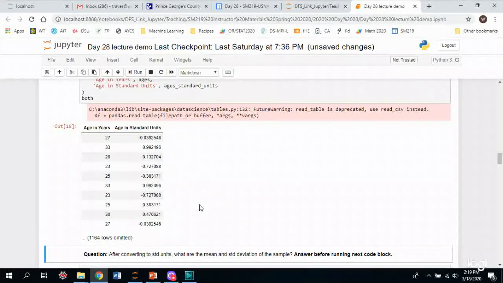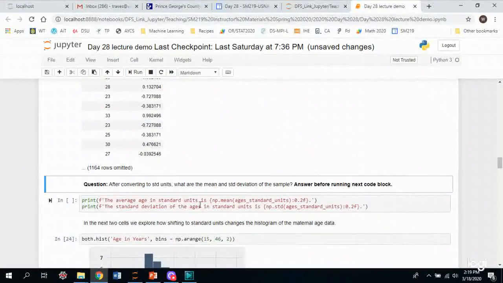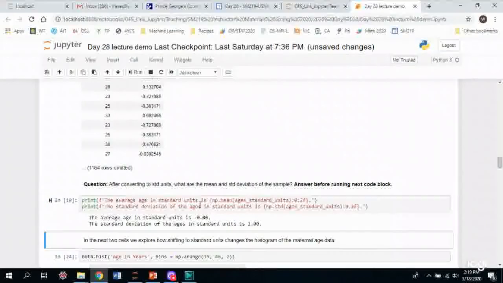After converting to standard units, what are the mean and standard deviation of the sample? Answer this before running the next code block. Well, the average age in standard units is 0, and the standard deviation of the ages in standard units is just 1. We've standardized the standard deviation to be 1 unit away from the average.